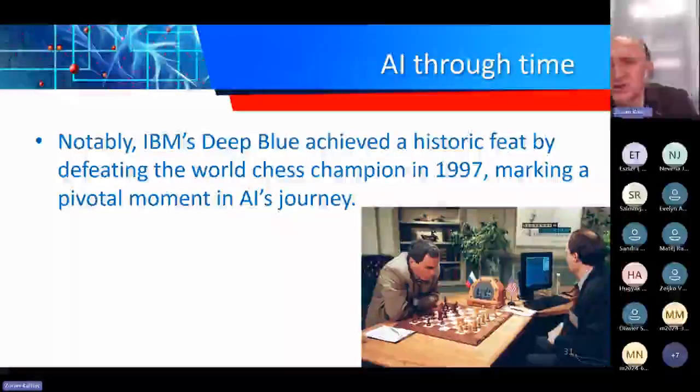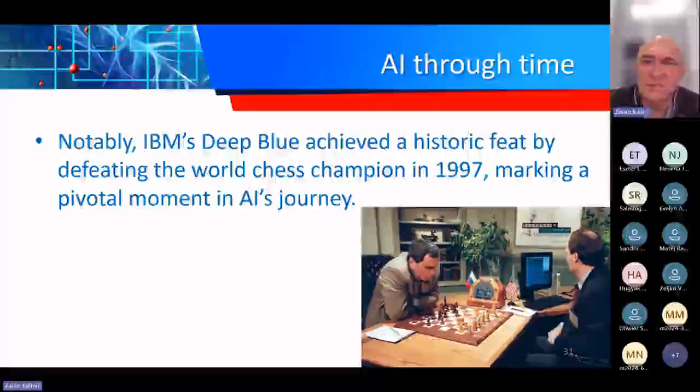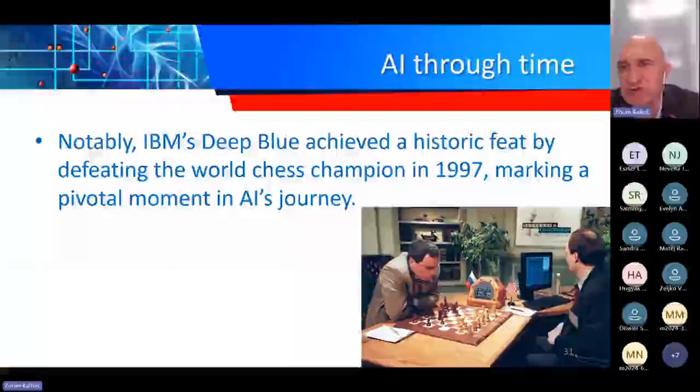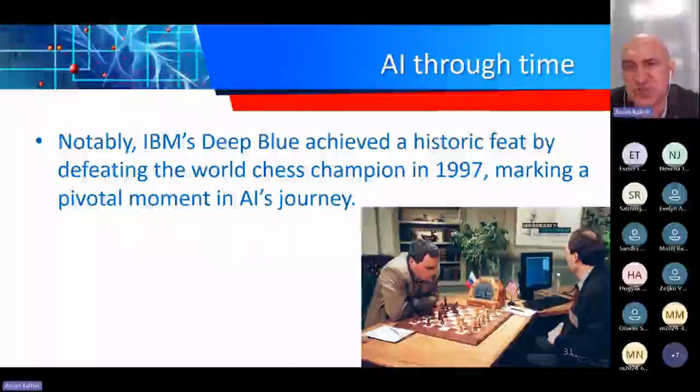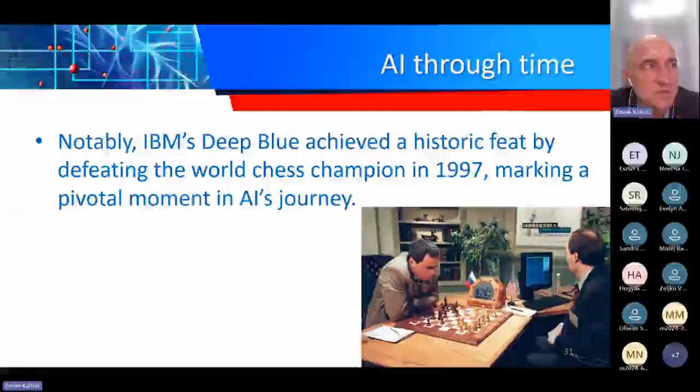One of the most important moments in the development of artificial intelligence was in 1997. I don't know if you recognize the guy in the photo. I don't know if you were all born in 1997, but this is Garry Kasparov. He was the best chess player at that time.